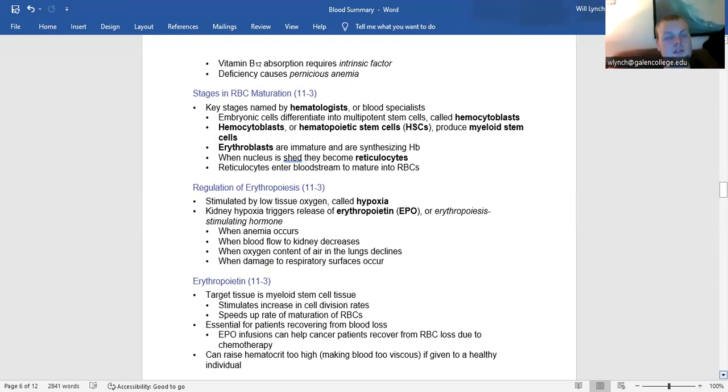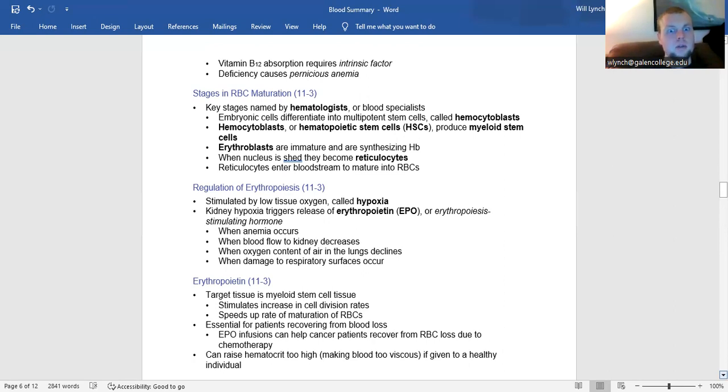The myeloid stem cells are going to differentiate into erythroblasts. Erythroblasts are immature red blood cells that are stuck in the bone marrow and are synthesizing hemoglobin units. Once we leave the red bone marrow, the nucleus is shed, and this is known as what we call a reticulocyte.